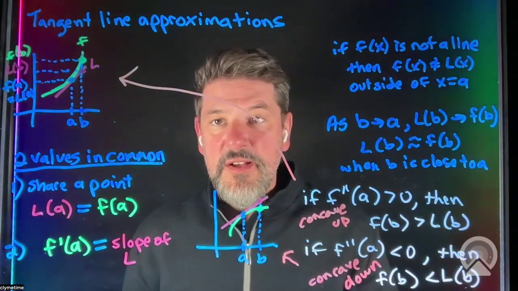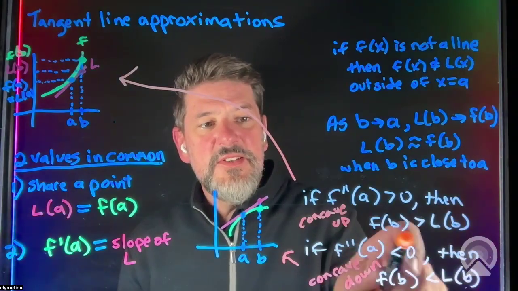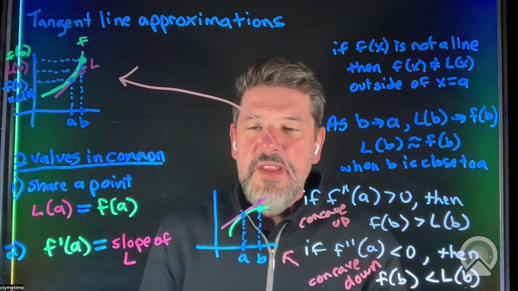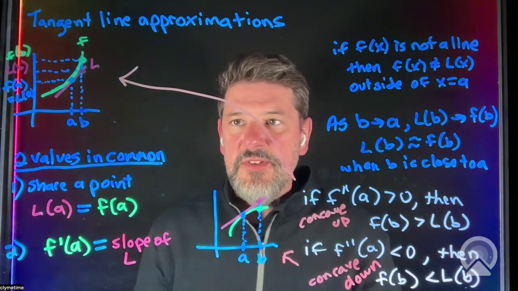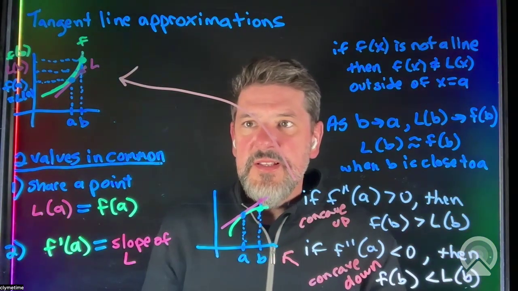But what if it's neither concave down nor concave up, and F prime prime of A equals 0 instead of less than 0 or greater than 0? Then you have to analyze it a little bit closer, and you have to see what it's doing. Is it switching concavity? It requires a little bit more analysis than what we have here.